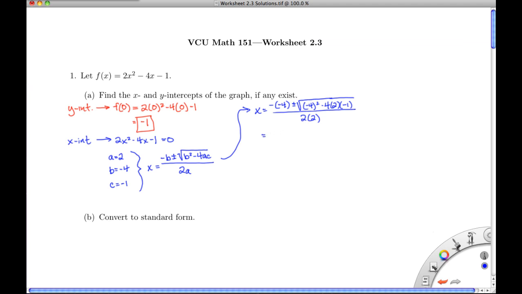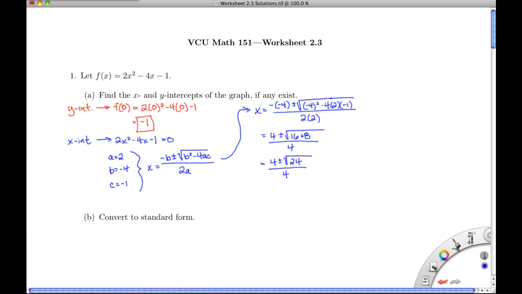So we're going to get 4 plus or minus the square root. So minus 4 squared is going to be 16. And we have minus 4 times 2 times minus 1, so that's going to be plus 8. And then that's all over 4. So that's going to give us 4 plus or minus the square root of 24 divided by 4. So these are our two x-intercepts.